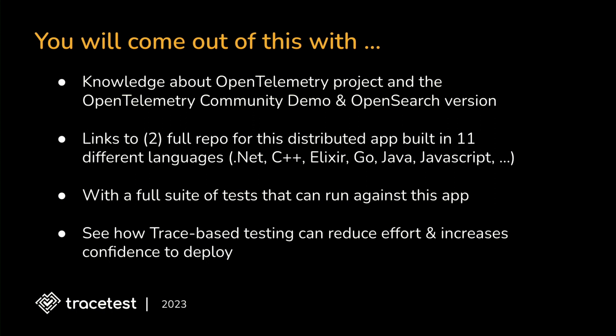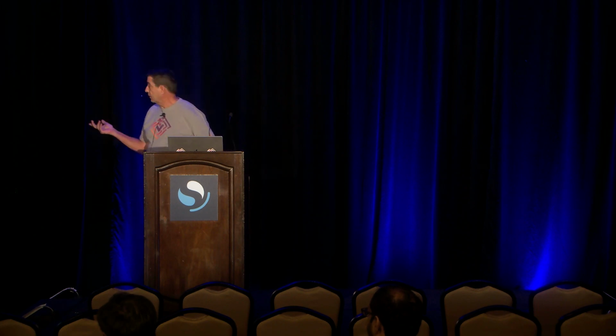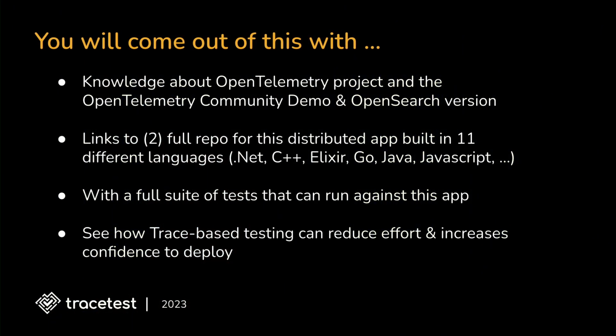All right, so walking out of here, you should have some knowledge about the OpenTelemetry project and both their version of the community demo and the OpenSearch version of it. You'll have links to both repos, and it's a pretty complex repo. It's got 11 different languages being used in it, 12 different services. It's got some good complexity in it. And if you have Docker, you can easily install it. As of today, it comes with a full suite of tests, and we'll look at those tests as we go through this. And we'll see how trace-based testing can reduce effort and increase confidence when you're deploying code.